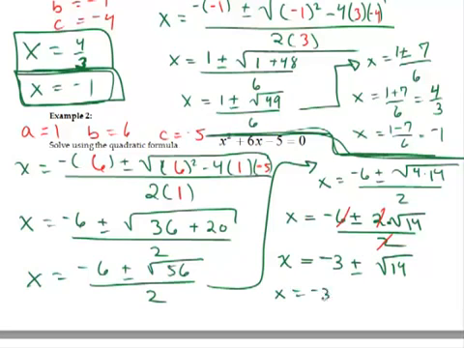Again, this is two answers. This is x equals negative 3 plus root 14, and this is x equals negative 3 minus root 14. Those are the two answers that we get.